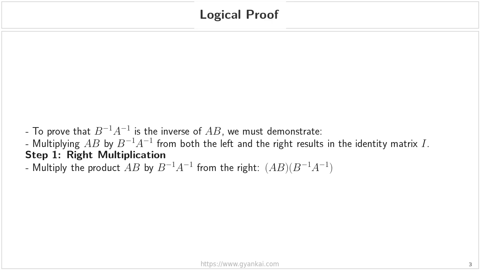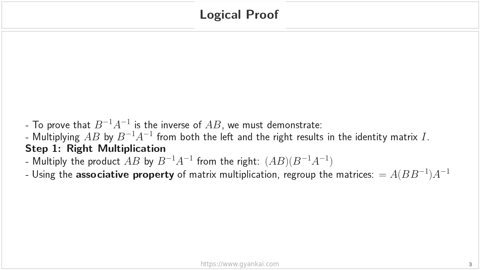This gives us the expression (AB) multiplied by (B inverse A inverse). Next, we apply the associative property of matrix multiplication. This property allows us to regroup the matrices without changing their sequence. By regrouping, we can focus on the inner matrices, rewriting the expression as A multiplied by the quantity B times B inverse, multiplied by A inverse.